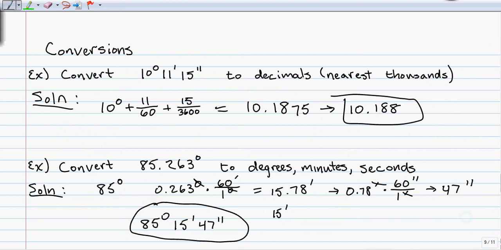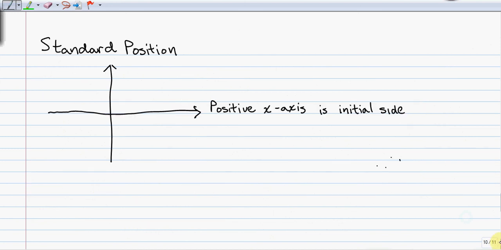Now we can actually do this on our calculator as well, which I'll show you in a later video. So if you want to learn how to do that faster on your calculator, stay tuned for a later video on using calculators. All right, in this class we're going to do a lot of things on the XY plane.